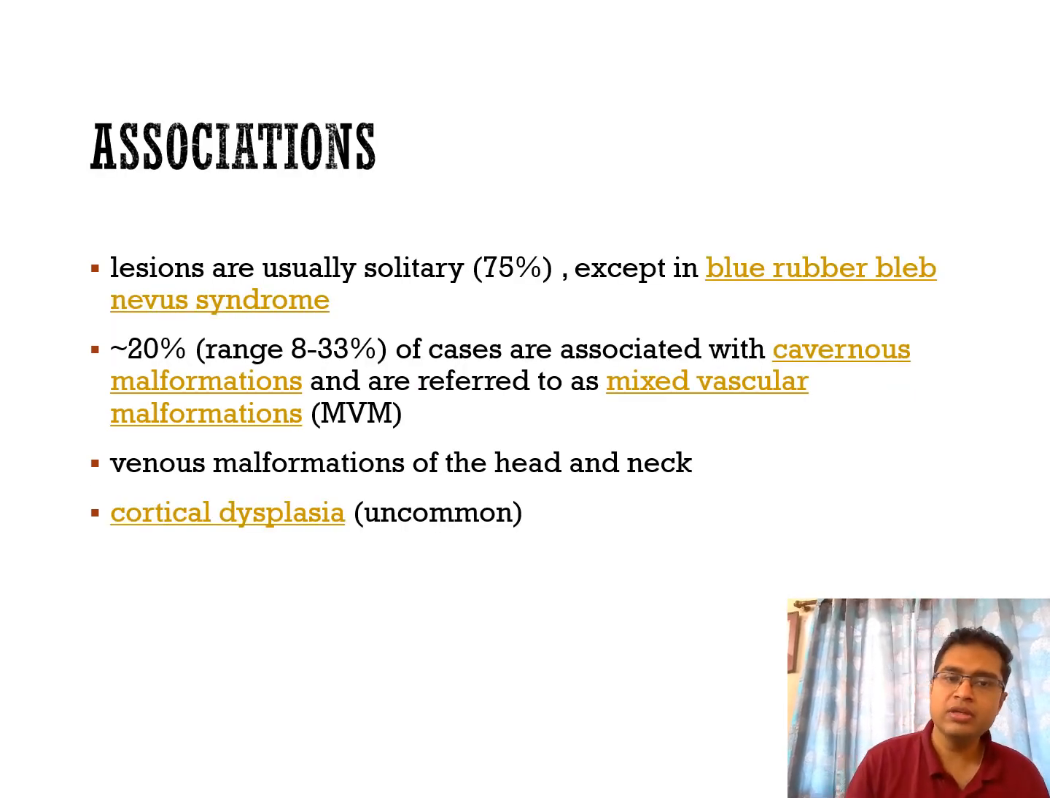Associations, lesions are usually solitary, about 75% of the cases, as was in this particular case, except in case of blue rubber bleb nevus syndrome, and in 20% of the cases are associated with cavernous malformation, referred to as mixed vascular malformation. They might uncommonly be associated with cortical dysplasias.